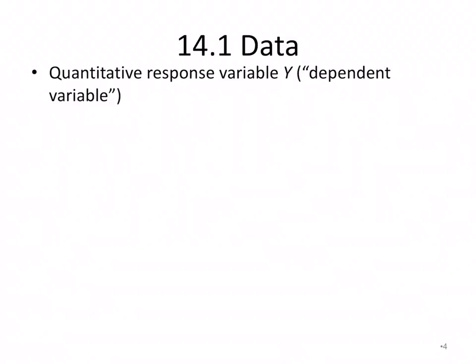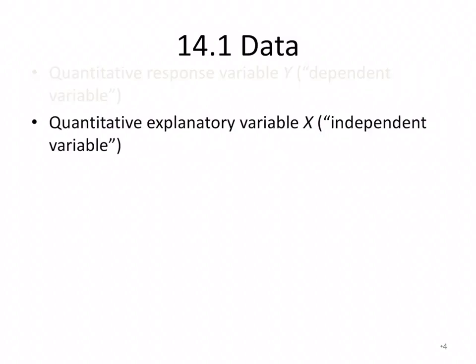Okay? So the first thing we're going to talk about in 14.1 is data. When you have a quantitative response variable, it's always going to be a dependent variable. If someone responds to something, it's a response, right? It's dependent upon what you said that they're going to answer to it. And just opposite that, the explanatory variable would be your independent variable.